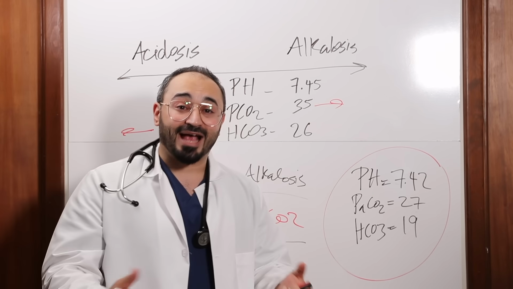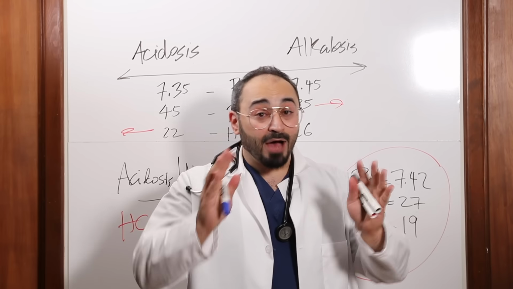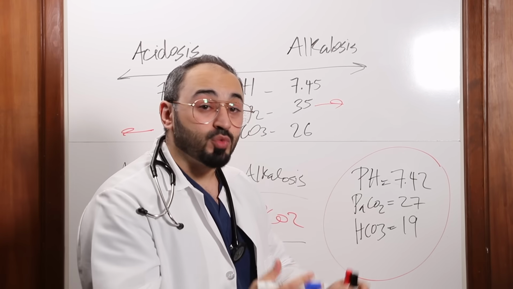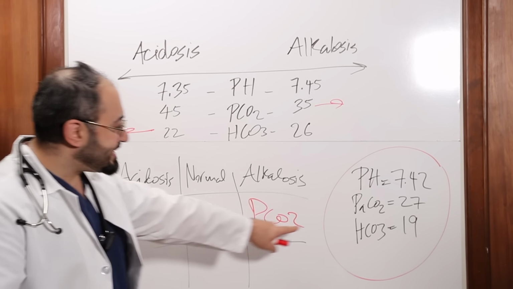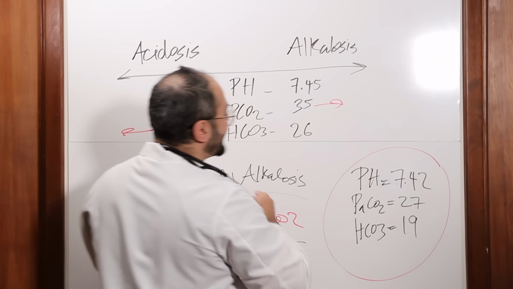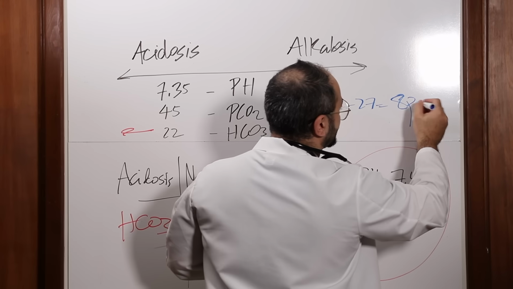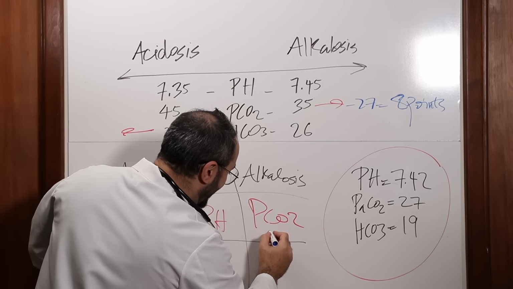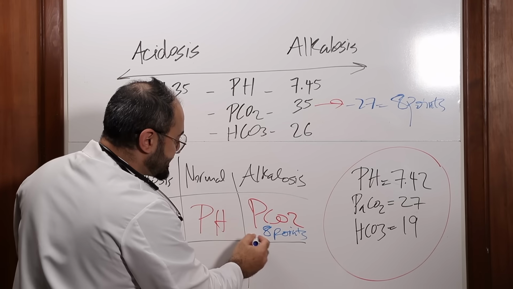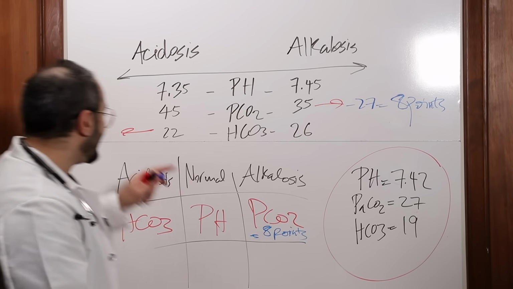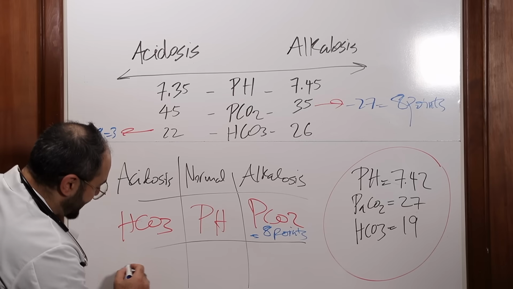So what I want to check is what's my primary problem. Is it the lungs or the kidneys? How do I check that? I want to see which one is more abnormal. So for example, PaCO2, the normal is 35. So how far is it from 35? 35 minus 27, it's 8. So it's off 8 points. What about the bicarb? It's 19. So if I do 22 minus 19, that's 3. So it's 3 points.